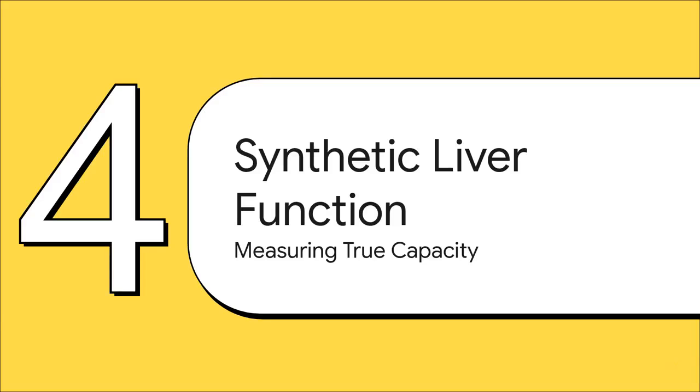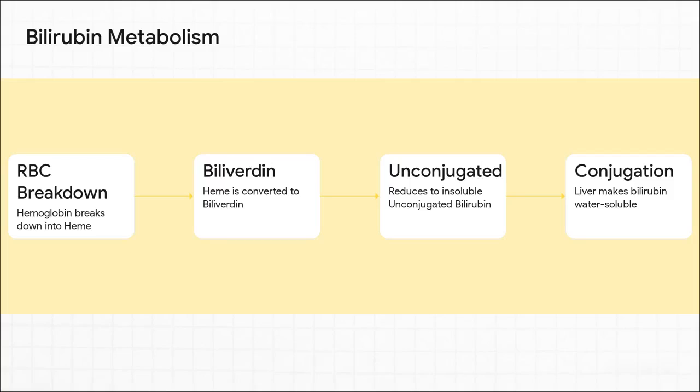Section 4. Assessing synthetic liver function. Now we are getting into true liver function. Let's walk methodically through the physiological steps of hemoglobin catabolism so we can fully understand bilirubin's role here. Step 1. When red blood cells complete their 120-day lifespan, they are destroyed, and the hemoglobin is broken down into heme and globin. Step 2. That heme component is then converted into biliverdin. Step 3. Biliverdin is reduced into unconjugated bilirubin.